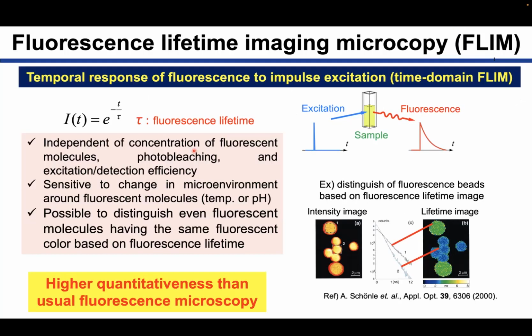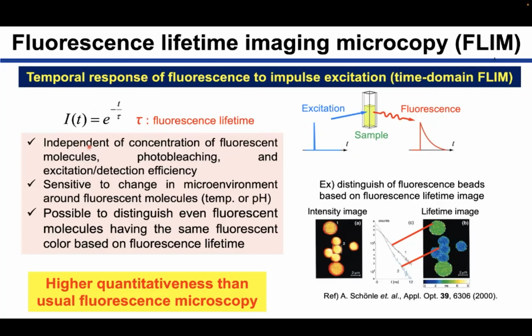Fluorescence lifetime imaging microscopy, or FLIM, is an interesting imaging tool for the life science and biology. When a sample is excited by pulse light, the fluorescence shows a decay curve like here. This decay curve is given by this equation where tau is the fluorescence lifetime. So in this way, the time domain FLIM will measure a temporal response of fluorescence to impulse excitation.